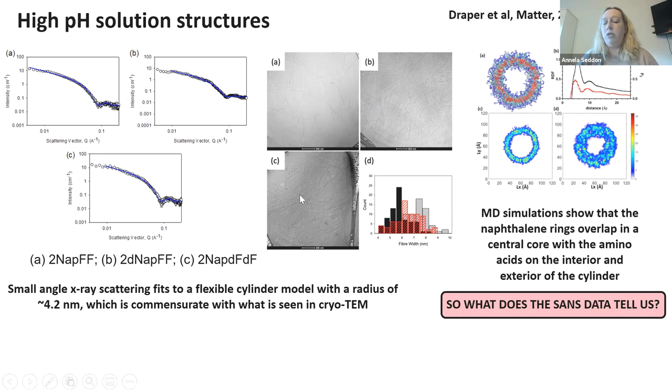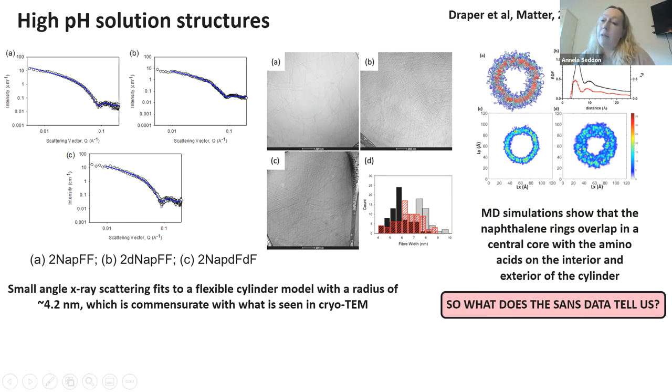We were very fortunate to work with Johns Hopkins University, with Hong Kui's group, who did some wonderful cryo-EM with us. And he was able to pull out the fact that indeed in the cryo-EM in solution, you're getting these flexible cylinders and they're about 4 nanometers in radius, which is exactly what we saw in the scattering, which is fantastic.